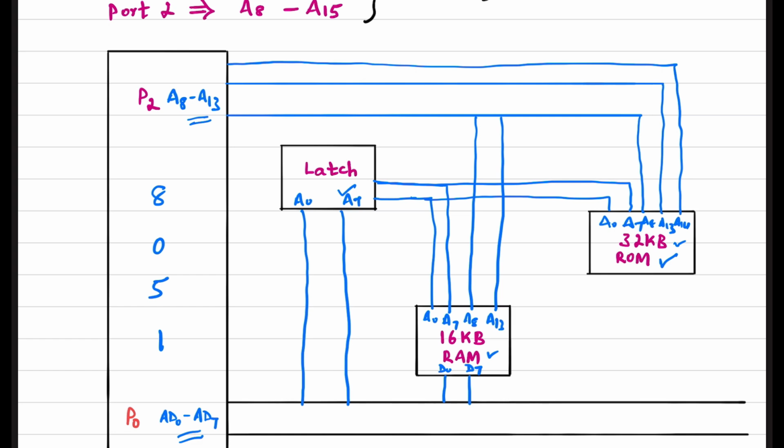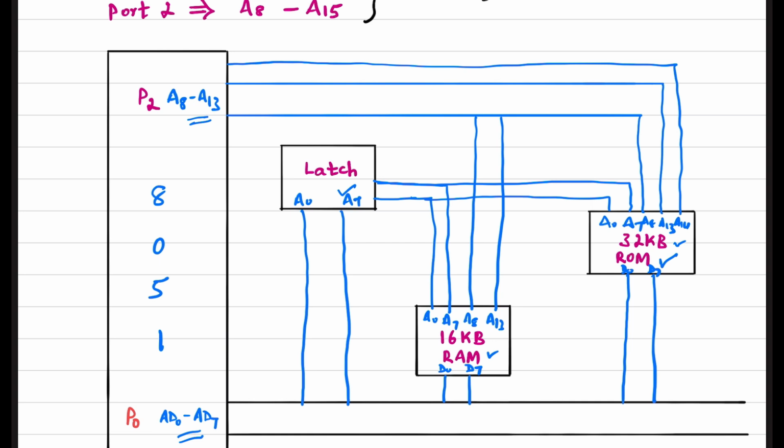Now any data to be taken from the ROM, again we need to connect that to the data bus. So the basic connections of the address lines as well as the data lines is over. Now we need to make out how to enable and disable these chips. First let us start with the latch.